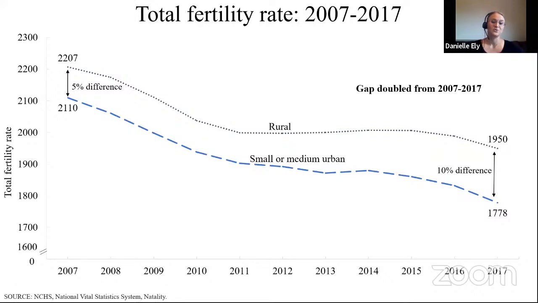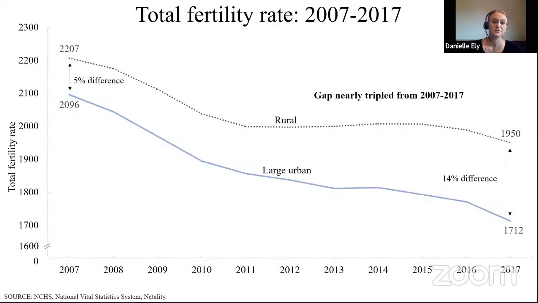The difference in the total fertility rate between rural and smaller medium urban counties actually increased from 2007 to 2017, from 5% difference in 2007 to 10% difference in 2017. Additionally, the differences in rural counties also increased over time compared with large urban counties. Specifically, it was an even wider gap than compared with the smaller medium urban counties. It was 5% in 2007 and 14% in 2017.